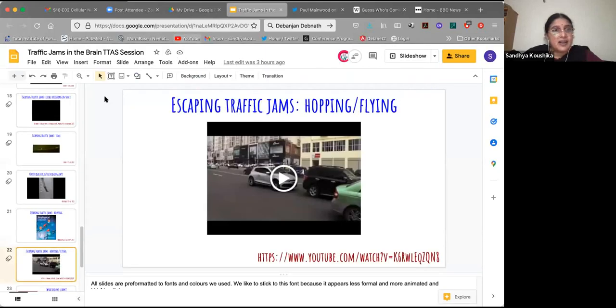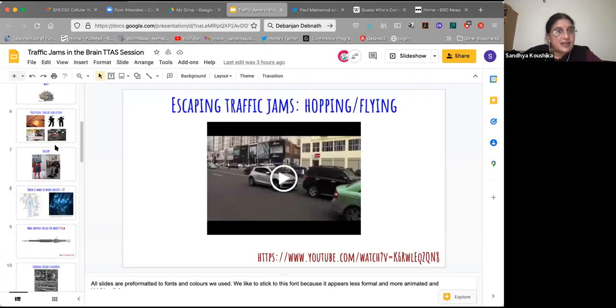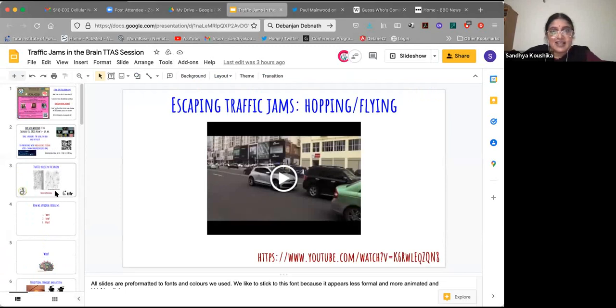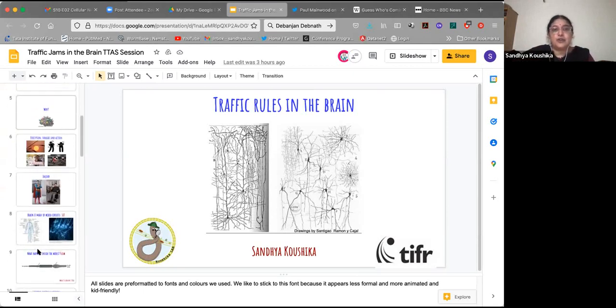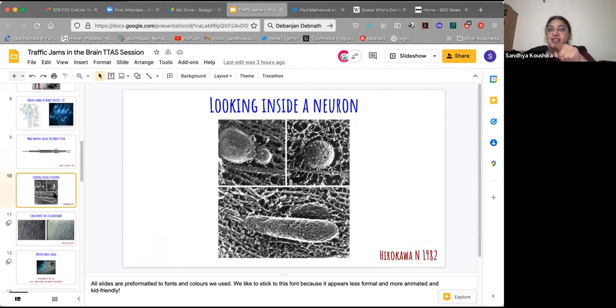I don't know if I should escape and show. Yeah, we can do this. See this here? How thin these are? So these are extremely narrow roads. Think about narrow roads like you will see in villages, extremely thin. So there are real constraints on how much space they have. So hopping is not possible because they are chock full of cytoskeleton. They're chock full of things. So hopping, I think, is not going to be a strategy which works inside neurons.